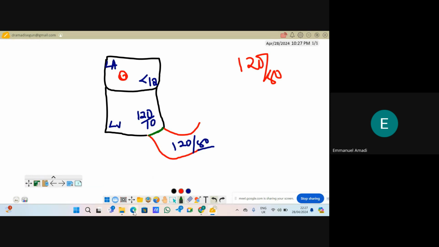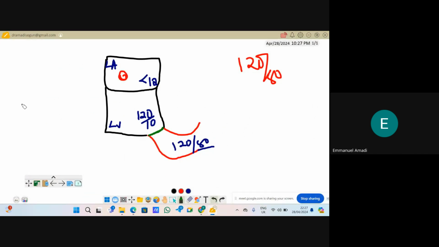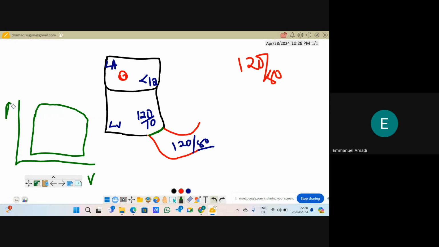Now, when you look at your pressure volume curve, this black one is the normal. Let me reproduce it again. Let me reproduce it small here. Let's make it a bit small so that we'll definitely know what we're talking about. Now, see what I want you to understand. This is volume. Here is volume. This is pressure.